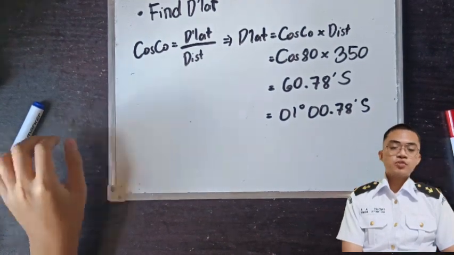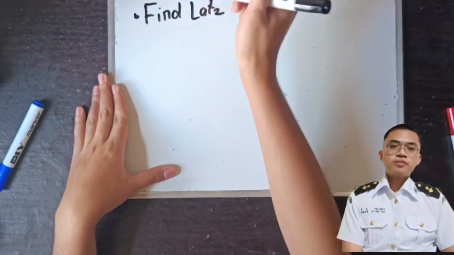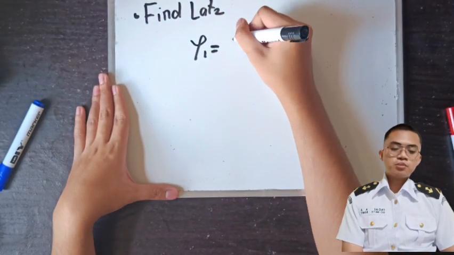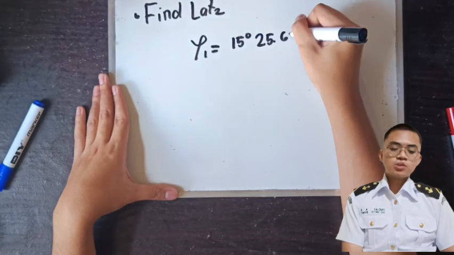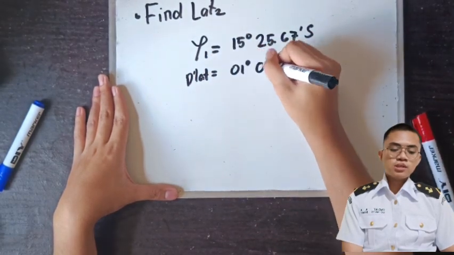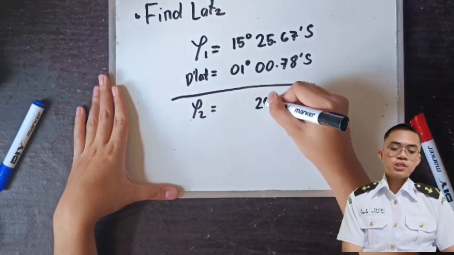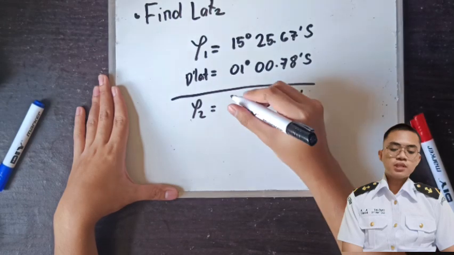The next step is to find the latitude variable. We can find this by adding the d lat to the initial position. We have 15 degrees 25.67 minutes south plus 01 degrees 00.78 minutes south. We have 16 degrees 26.45 minutes south.